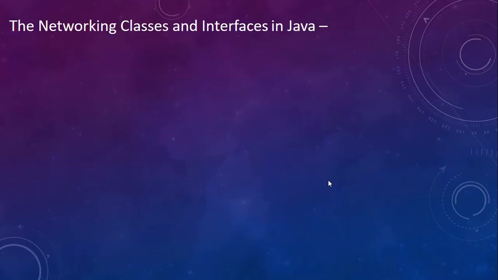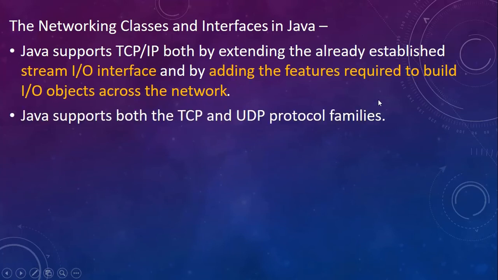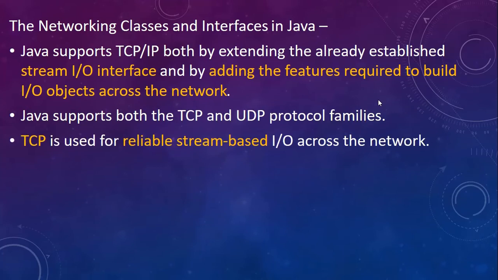The networking classes and interfaces in Java. Now Java supports TCP/IP in two ways. One, it uses the stream IO interface. During the file IO chapter, there was a context of something called the stream IO interface. So it uses that, and it also builds upon it by adding features required to build IO objects across the network. Java supports both the TCP and UDP protocol families.